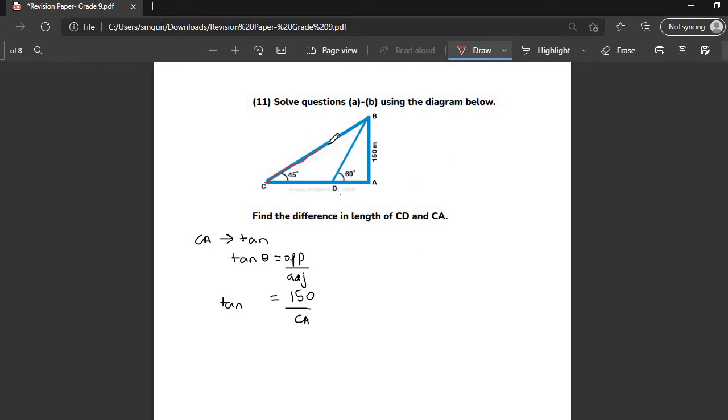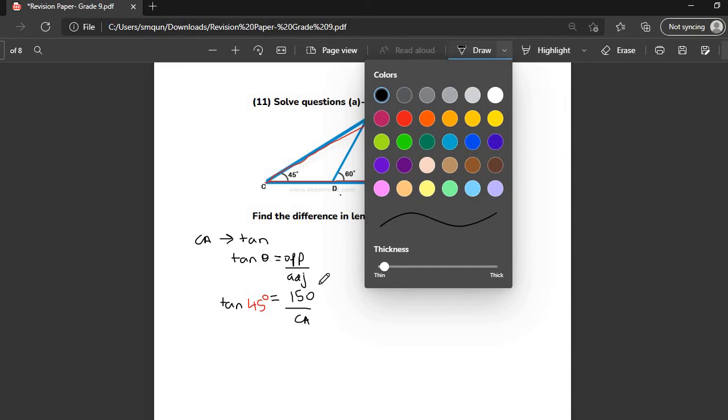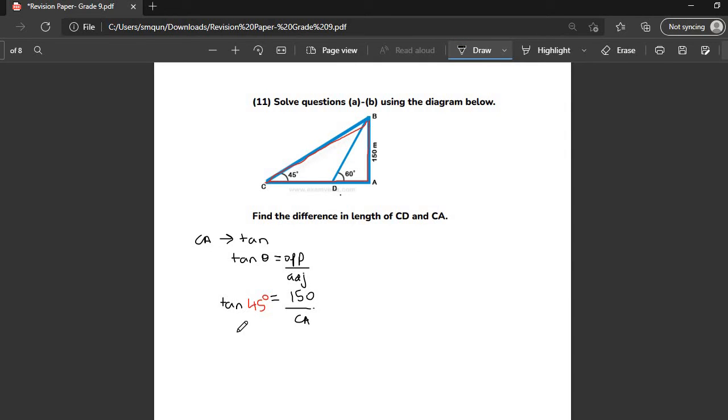Notice that we're focusing on the larger triangle here, so I'm going to outline the larger triangle. The angle for the larger triangle would be the 45-degree angle. That is why I'm going to put 45 degrees and not 60. The 60 degrees would be the angle for the smaller triangle. Once we're done with that, we're going to go ahead and solve to get our value for CA.